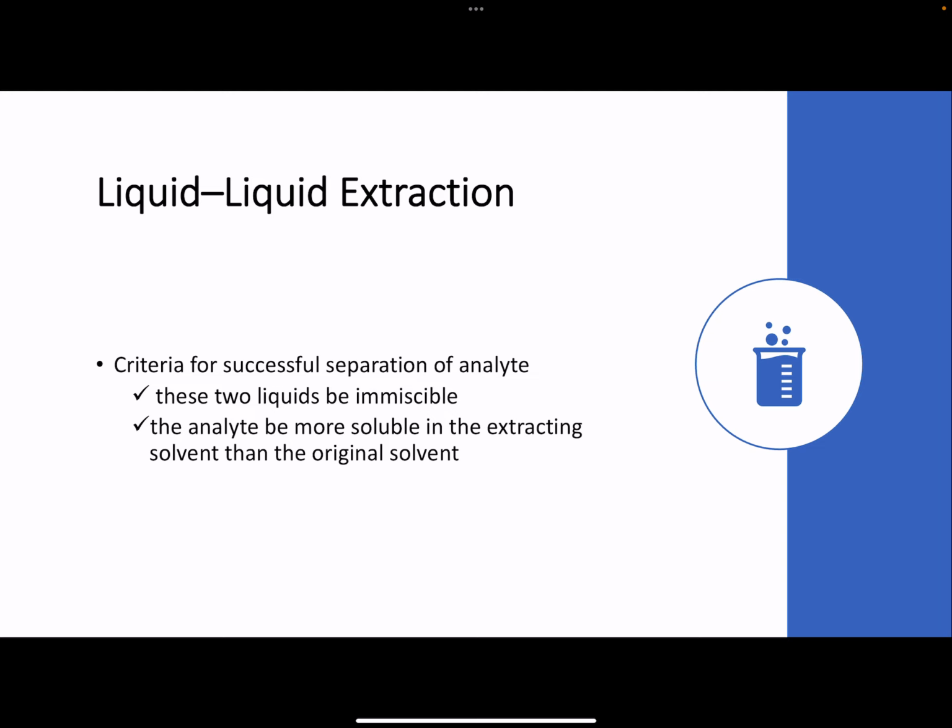Now, for this to be successful, the two liquids must be immiscible. Ibig sabihin, yung original solvent natin or yung original solution natin should not mix with your extraction solvent. In that case, forming two layers. Okay? So, dapat daw hindi sila magmi-mix together. It could be your OS, this could be your ES. Okay? Dapat meron silang separation.